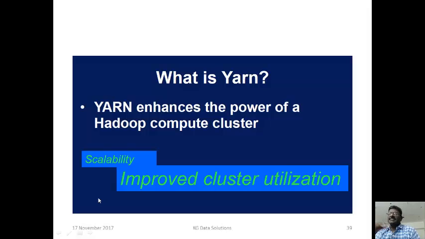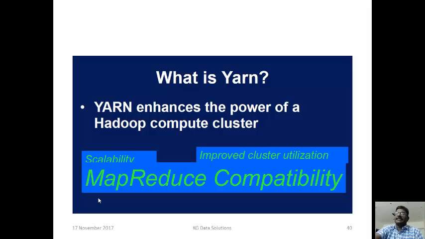And once it reached a certain level, there was a saturation, because, as I told earlier, MapReduce was not only doing the processing, managing the task tracker and the job tracker, but it was also handling the resource part. That created a kind of bottleneck. To improve the cluster utilization, because there are thousands of clusters coming, and to maintain the scalability, that specific part of resource handling was separated, and it was done by YARN.